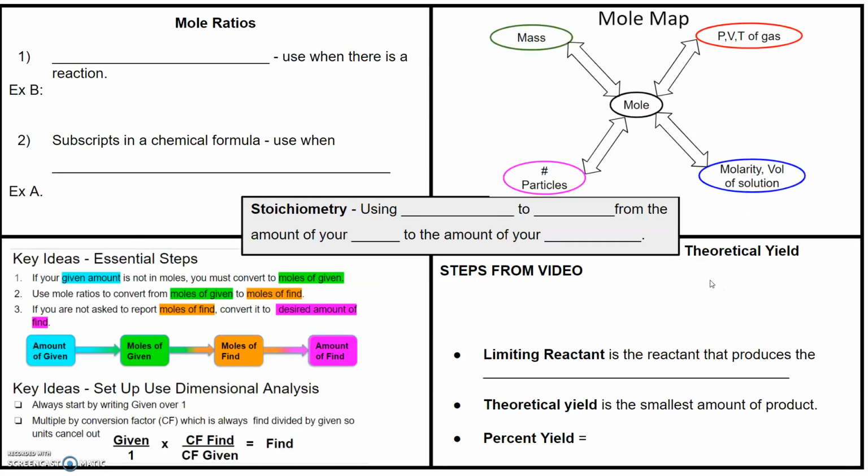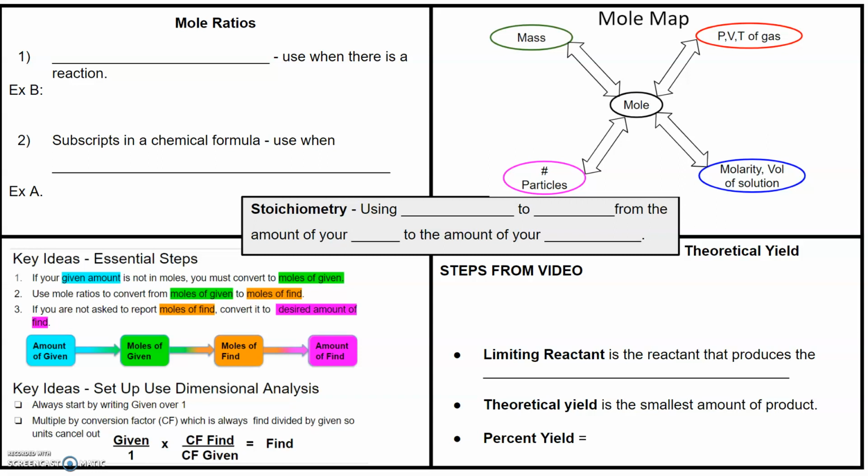Just to recap, in Part 2, we started looking at the essential steps of a stoichiometry problem, and that information can be found in the top half of the lower left box in your graphic organizer. There are three key steps, depending on the information that you are given and what you're asked to find. The second step, using our mole ratios to convert from moles of given to moles of find, is always completed in a stoichiometry problem. But steps 1 and 3 depend on what information you're given and what information you're asked to find. You may or may not need those steps.